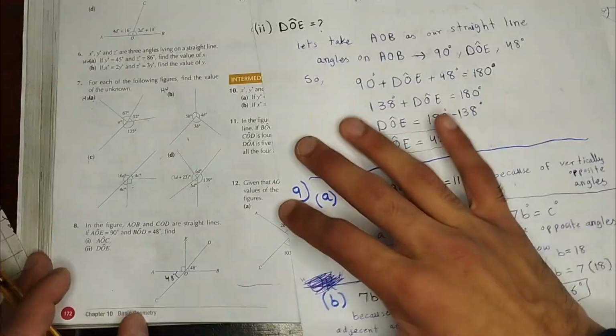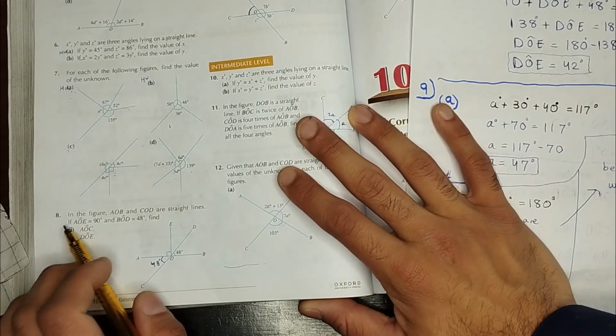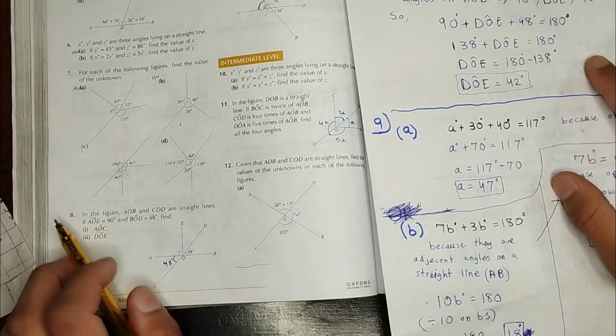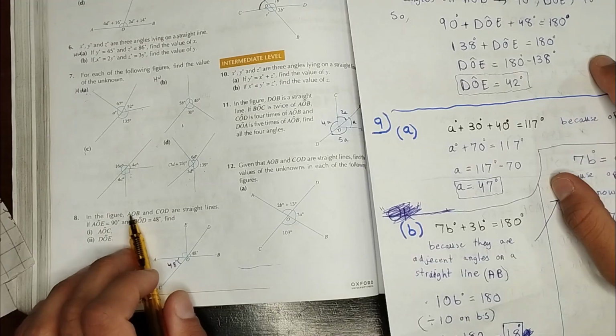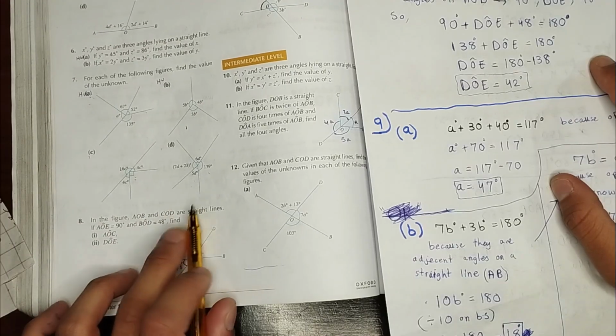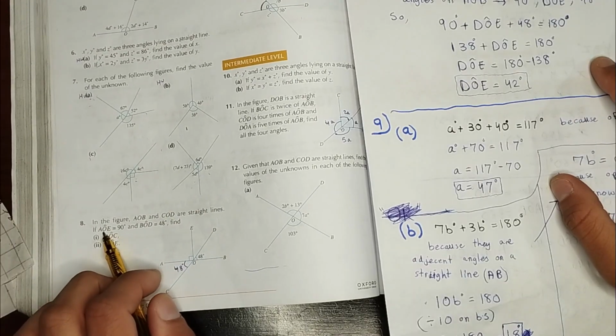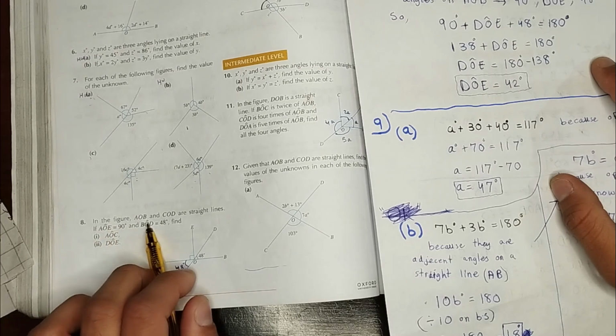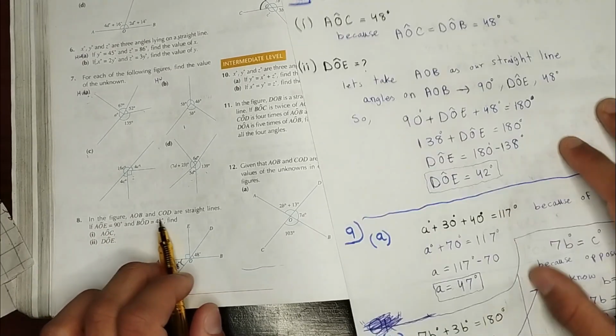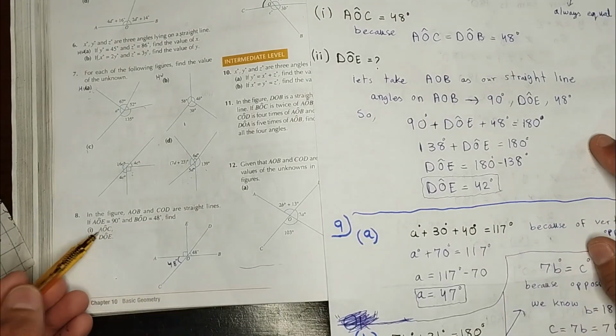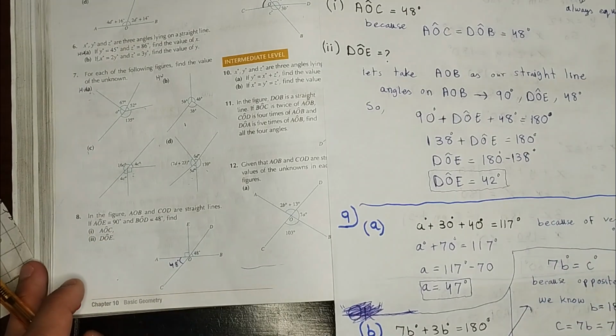Okay, that was our question number 7. I'm going to do question number 8. Question number 8 says AOB and COD are straight lines. If angle AOE is 90 degrees and BOD is 45, then find AOC and DOE.